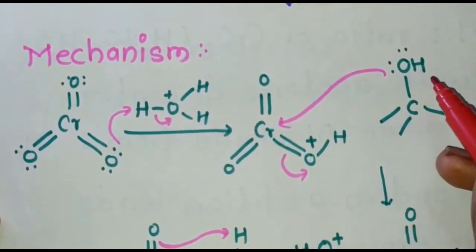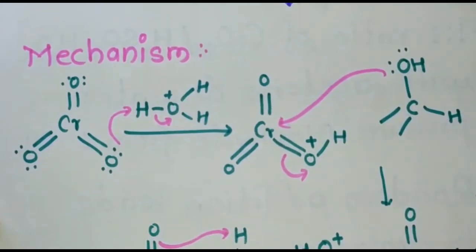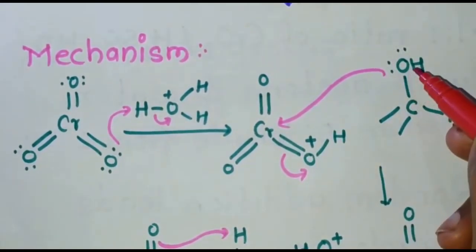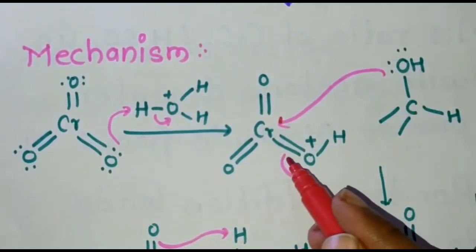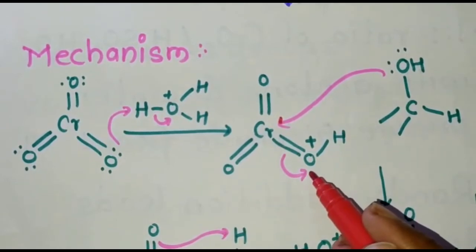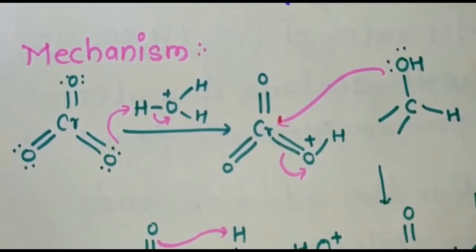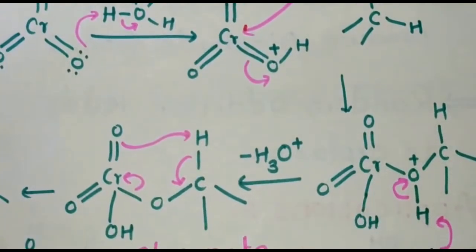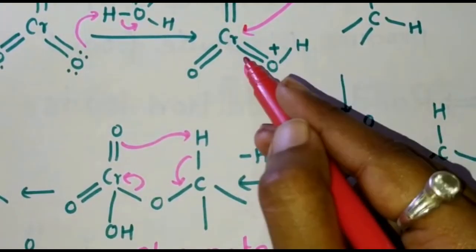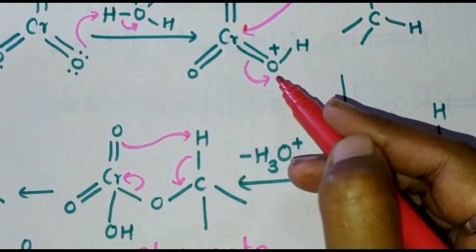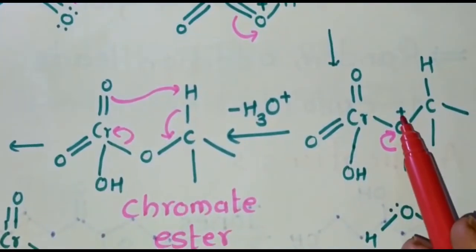Here you can see that this is the secondary alcohol. Now the lone pair present on the oxygen will attack this chromium, and this double bond gets shifted toward this oxygen, so this oxygen becomes neutral. Here you can see this complex is formed. This hydrogen remains as it is. The methyl group is also present as it is. The OH group is present because this double bond shifted towards the oxygen atom, but this oxygen atom carries the positive charge.